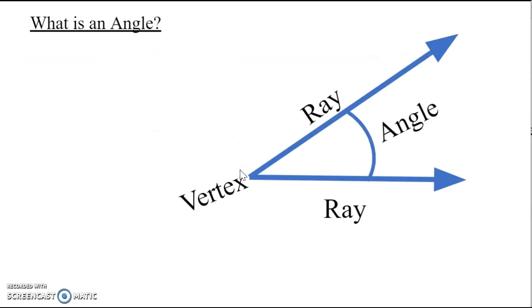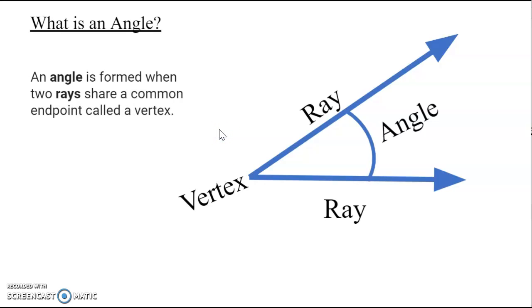What is an angle? Okay, let's get started with the geometry today. Before we get started, an angle is formed when two rays share a common endpoint called a vertex. So we have a ray here and another ray here, and there's a vertex. That's the point that both rays share, and the space in between the two rays is called an angle.